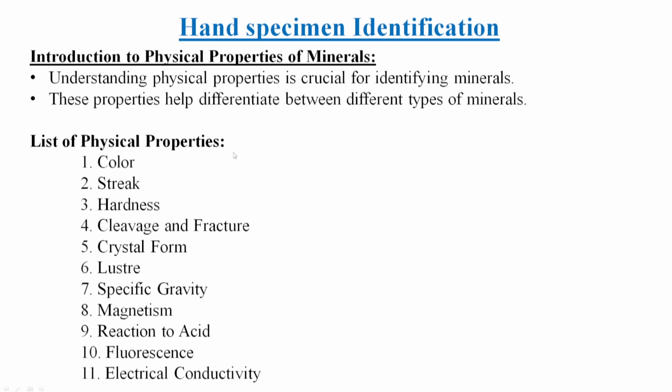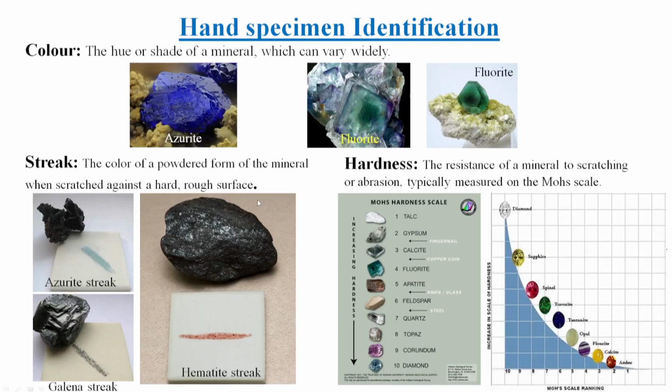So, now if I list the physical properties one by one, I will start with color, streak, hardness, cleavage, fracture, crystal form, luster, specific gravity, magnetism, reaction to acid, fluorescence, and also electrical conductivity.